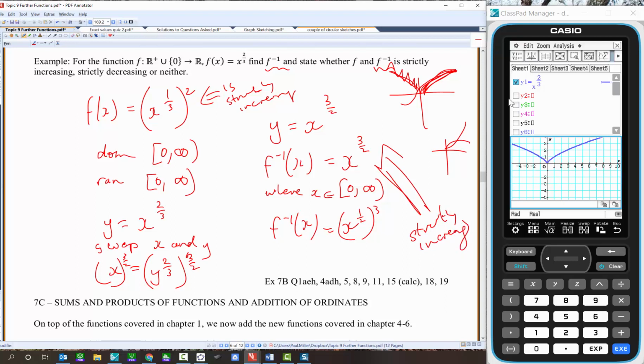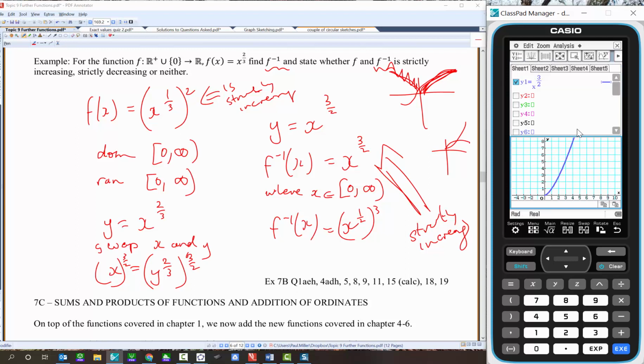Right, so again, feel very comfortable just checking these graphs on your calculator. After a while, you'll get to sort of pick the function behavior, but it is good practice just to have a look at them and note that we've got a strictly increasing function. All right.